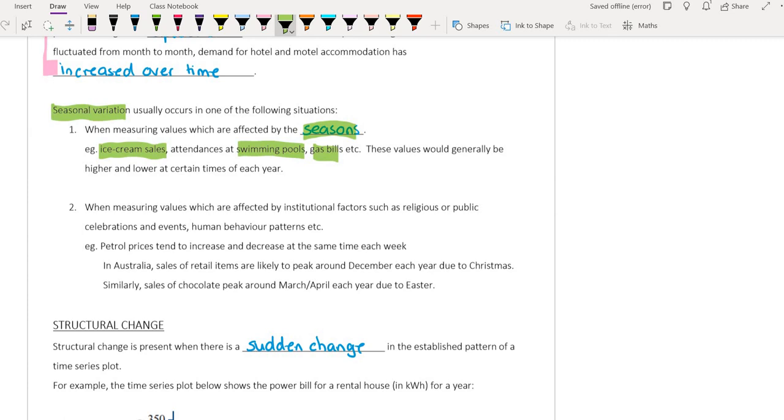The other thing is not to do with seasons, but holidays or events that are celebrated by a lot of people, such as Christmas. You'll see things will be more expensive around Christmas, or people buy more chocolate around Easter. That sort of thing will obviously increase the chance of having seasonal variation in the time series data.